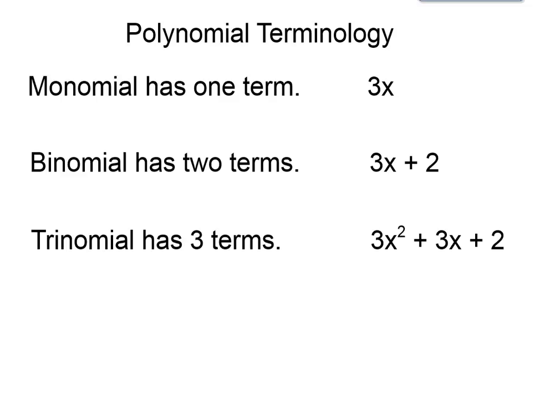So we've talked before about polynomials that had one term, two terms, three terms, or more terms. Well, we quite often have special names to talk about these. When we have only one term in a polynomial, such as 3x here, we call that a monomial. So a monomial is a polynomial of one term.